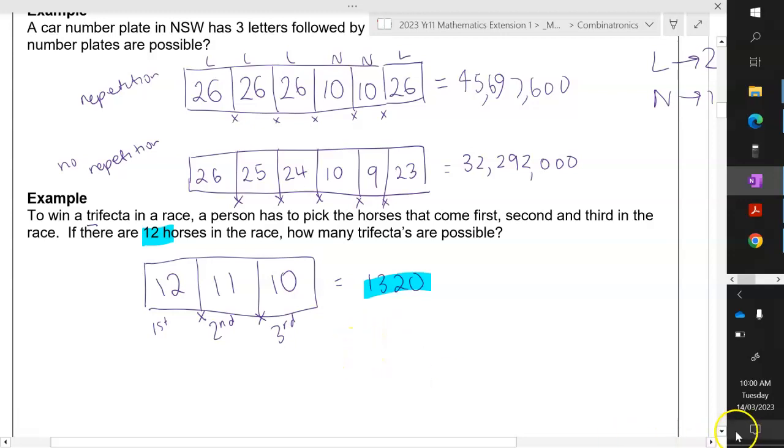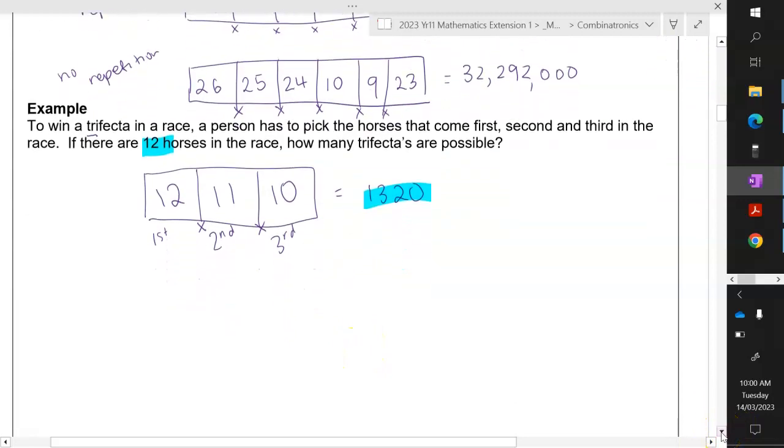So I guess you could think of it probability-wise. You've got 1 chance out of 12 of picking your first horse, 1 chance out of 11 to pick your second, and 1 chance out of 10 to pick your third, which is why you'd have 1 out of 1,320 to pick the possible winners.